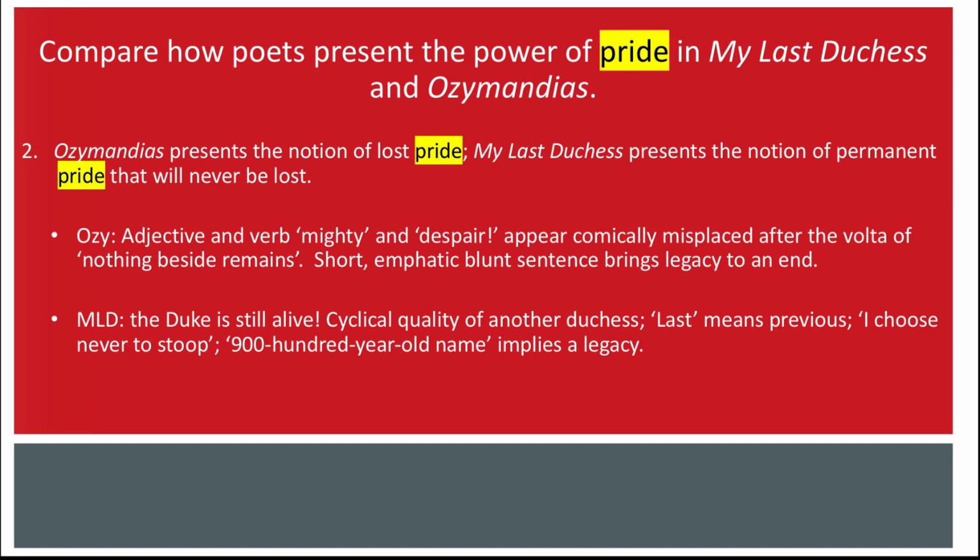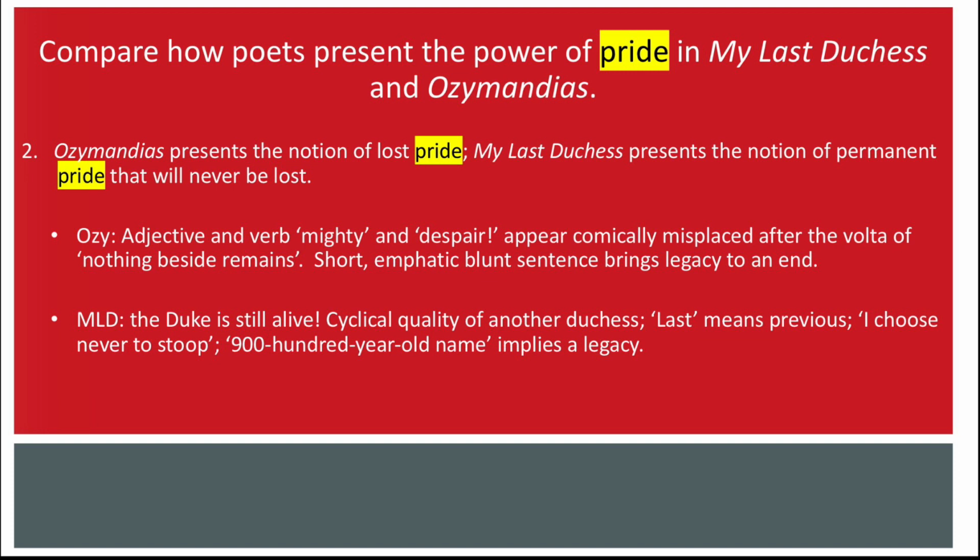We also have a cyclical quality, the fact that this is just one duchess of many duchesses. It suggests an endless procession of duchesses, an endless procession, I'm very sorry to say, of people that he can be more powerful than, and as a result feel quite proud of. Of course, the adjective last in the title simply means my most previous duchess. There are going to be others that follow.